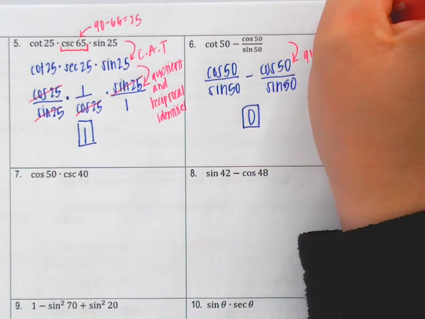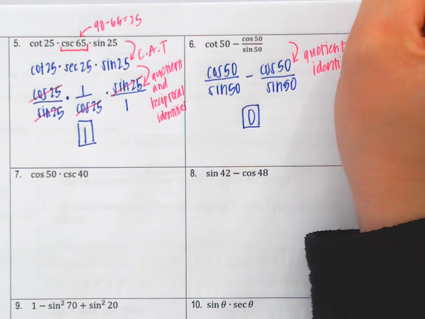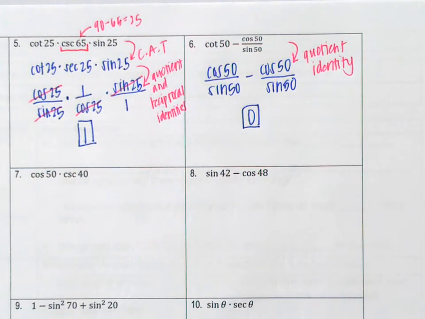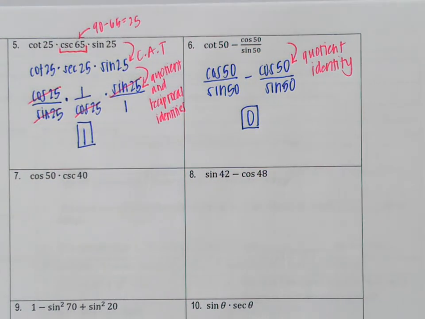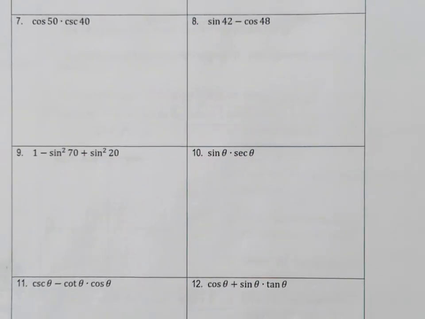Now let's say you instead converted cosine over sine to be cotangent 50. That's fine too. So either way gets you to the same thing. Okay, so what I want you guys to do is pause here, try 7 on your own, see what you can do there, and then come back and check your work.